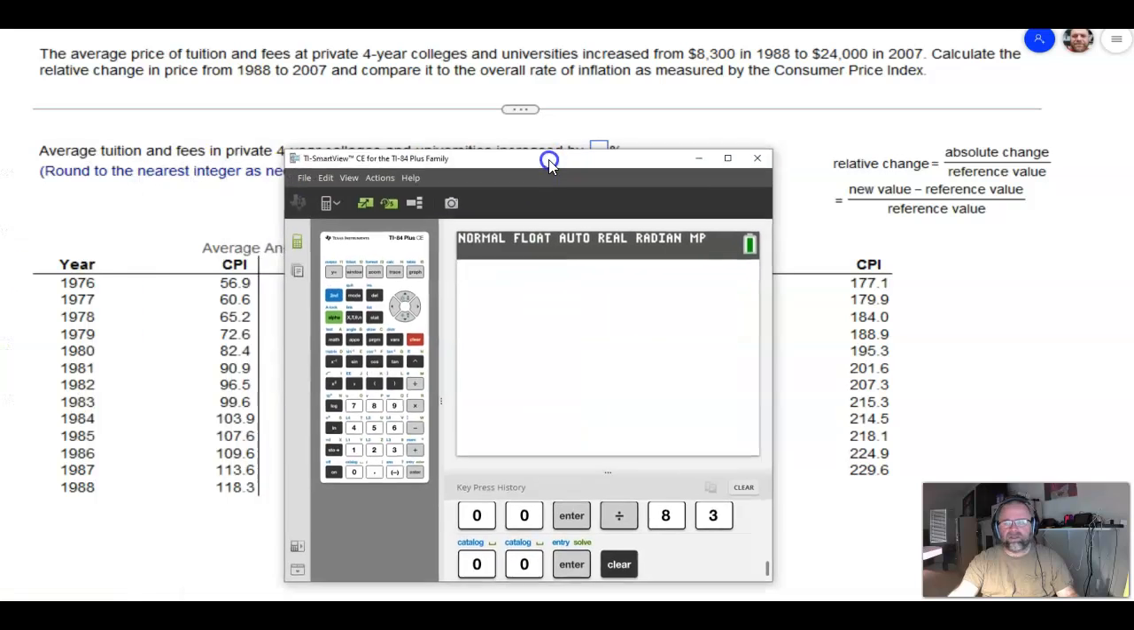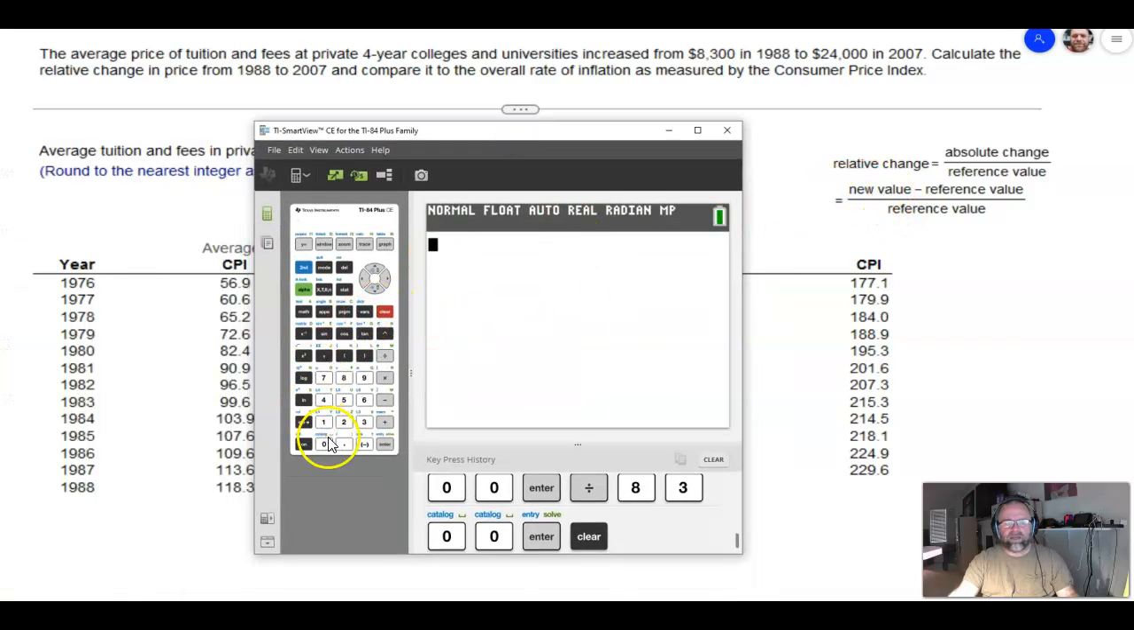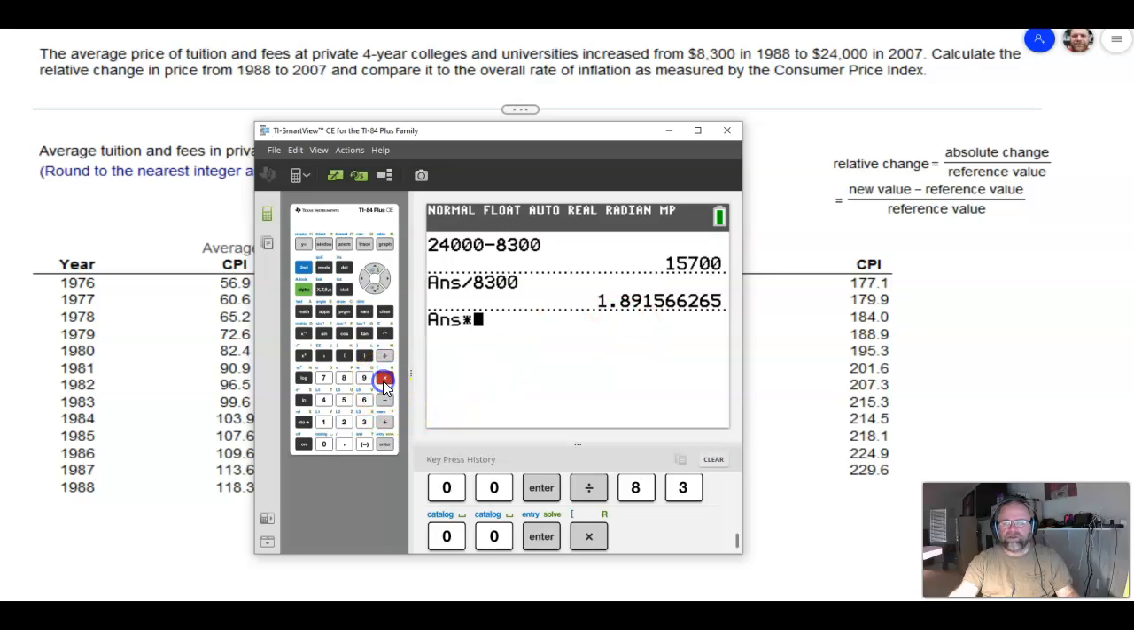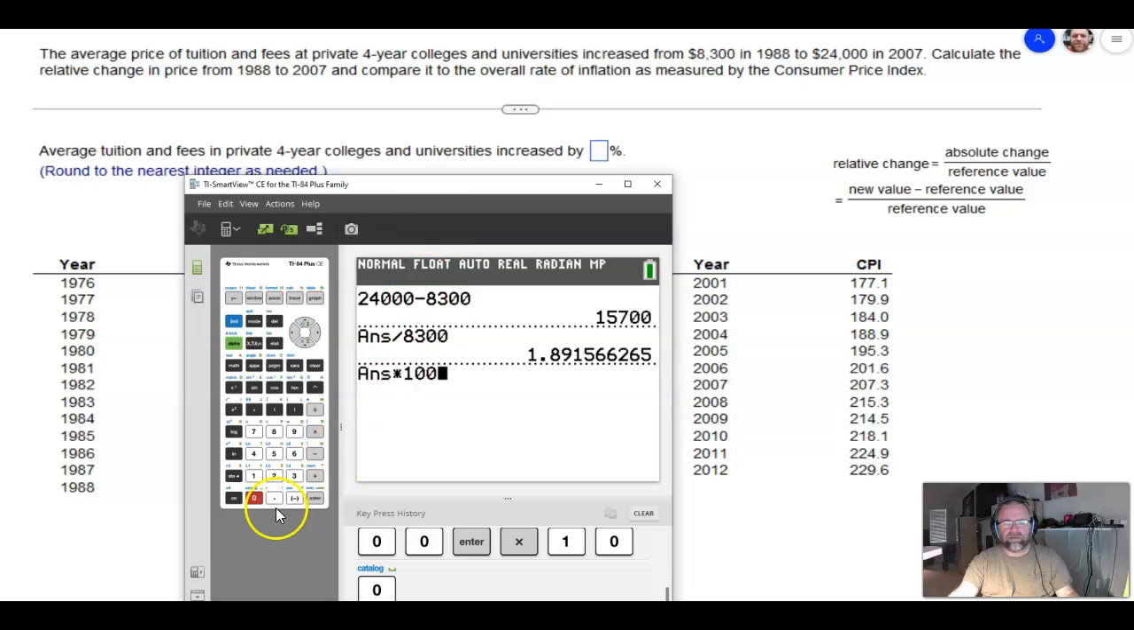24,000 and the 8,300. So if I take my calculator and I do the new value, so the newer value is the 24,000 minus the reference value, which is the older value, which is 8,300. I get this, and then I'm going to divide by that reference value, so divide by 8,300. I get this, and then we're going to multiply that by 100 in order to convert it to a percentage. Remember to convert to a percentage because they want the answer in percent. We're going to multiply by 100. So that's going to give us, if we round to the nearest integer, it's 189%.